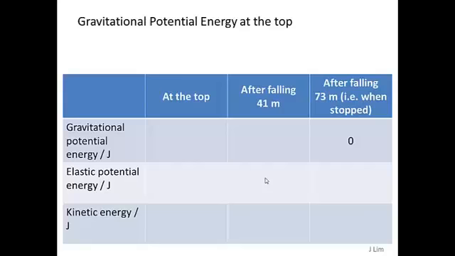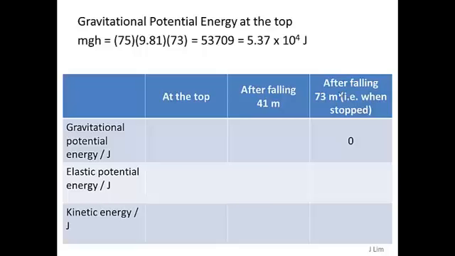Gravitational potential energy at the top is given by mgh. Now, the GPE, gravitational potential energy, after falling 73 meters is 0. Therefore, gravitational potential energy at the top will be mgh, where h is 73. That gives us 5.37 times 10 to the power 4 joules.